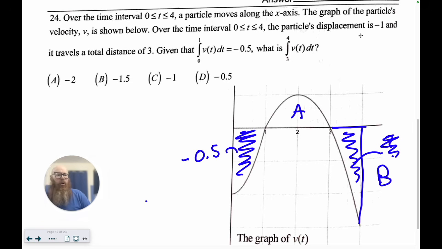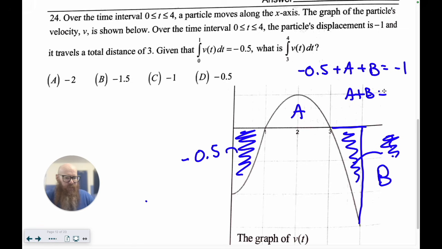So if the particle's displacement is negative 1, that means negative 0.5 plus A plus B is equal to negative 1, because displacement is just the total integral, so we're just adding everything. This means that A plus B is equal to negative 0.5. So I have that equation.